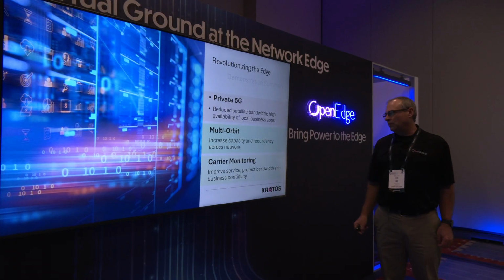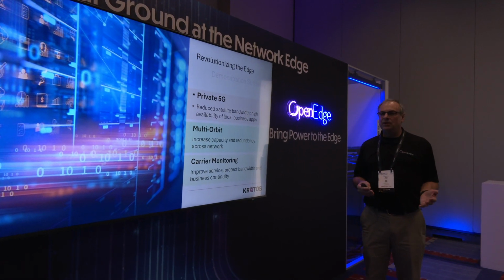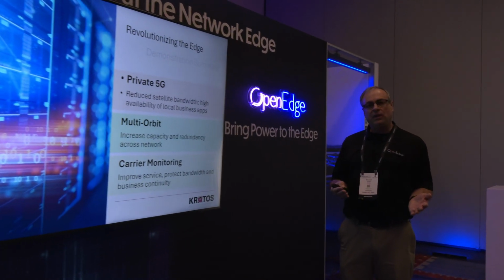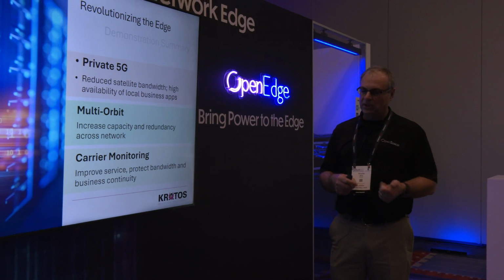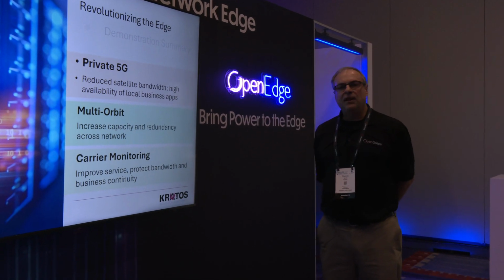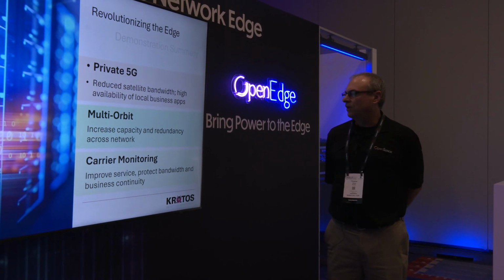Then we have multi-orbit. There you can make use of an SD-WAN application like ZipLink, for example, to increase capacity between different orbits. So you can use LEO, GEO, and MEO at the same time if you want. And you have the redundancy. If one link should go down, the other is still working fine.